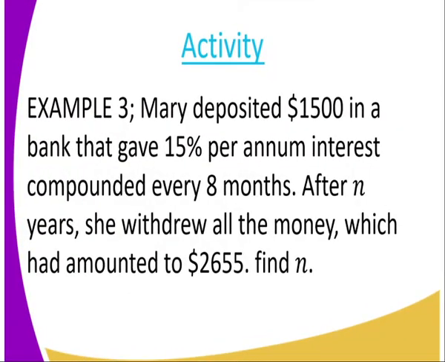Activity for today. You're supposed to calculate: Mary deposited US dollar 1,500 in a bank that gave 15% per annum interest, compounded every 8 months. After n years, she withdrew all the money, which amounted to US dollar 2,655. Find the n. That is the activity.